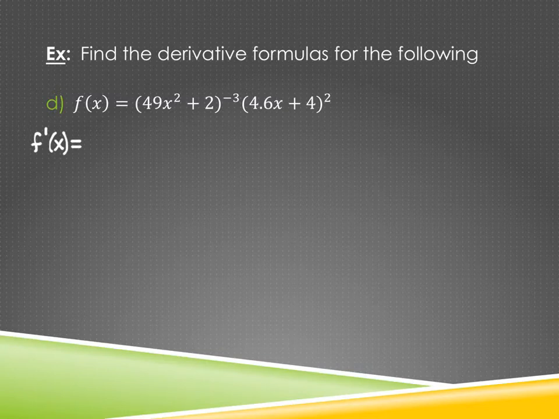Not yet. First, we need to take the regular part and rewrite it. We'll get to that part, though, in a minute. So we have 49x squared plus 2 to the negative third. Okay, so just rewrite the first piece. The second piece we'll take its derivative of. So I need the derivative of 4.6x plus 4 to the 2 power, or squared.